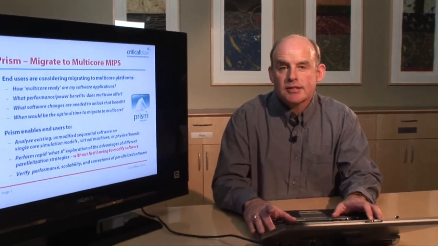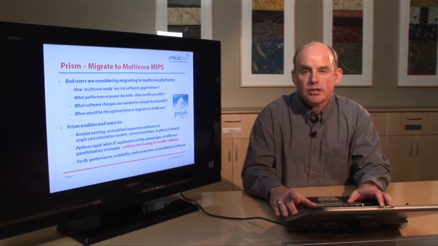I'm Skip Hovsmith from Critical Blue, and I'm here to talk to you today about Prism, a tool that helps users migrate from sequential code over to parallel and running on multicore. A lot of end users have existing sequential legacy code that they'd like to move over, and Prism helps them to analyze and make good decisions about how to port their code over to multicore.